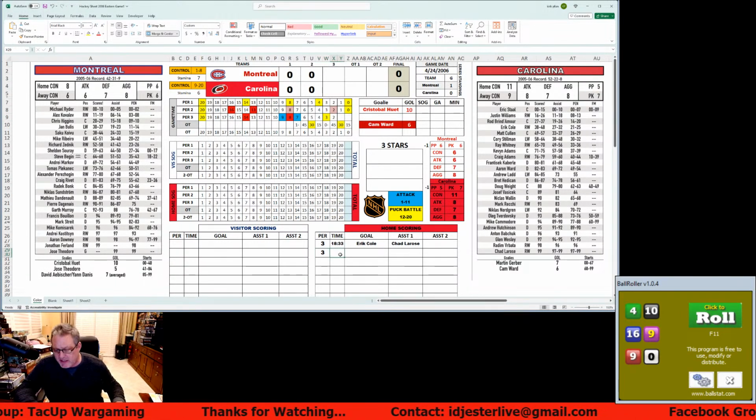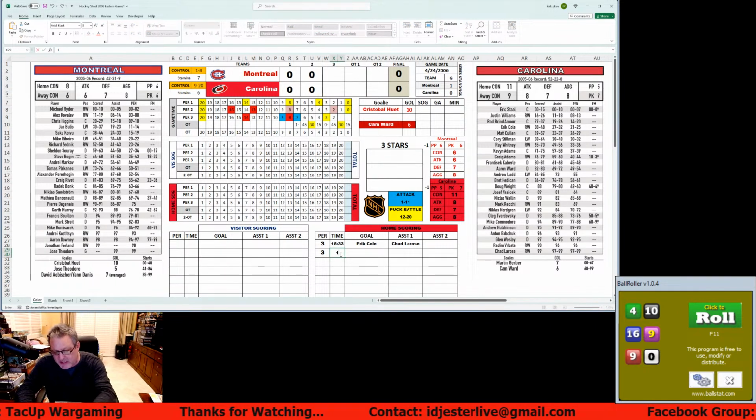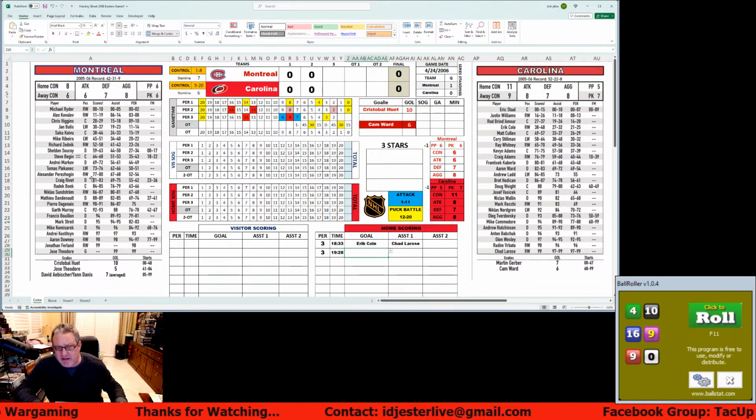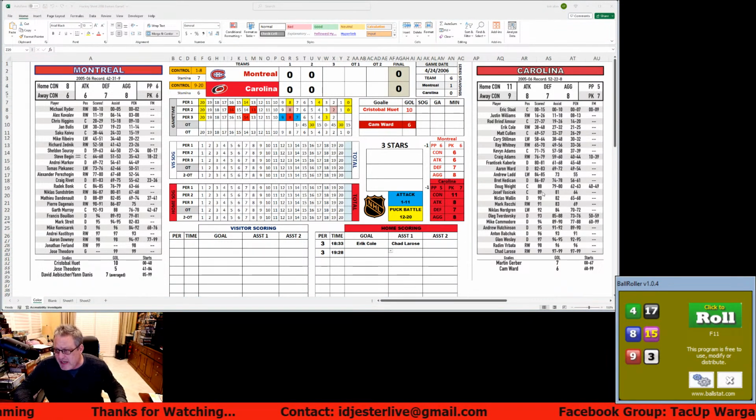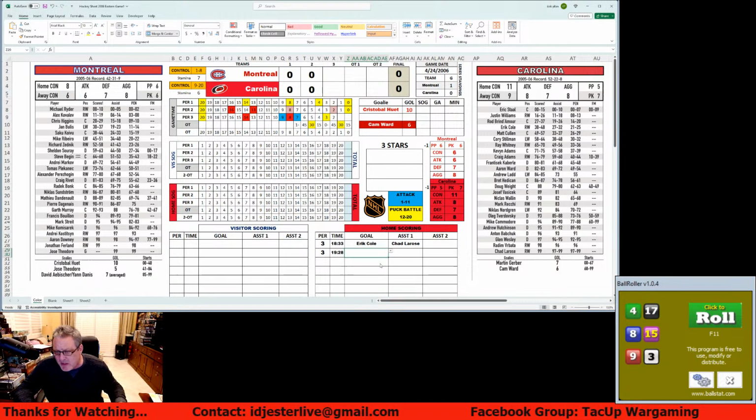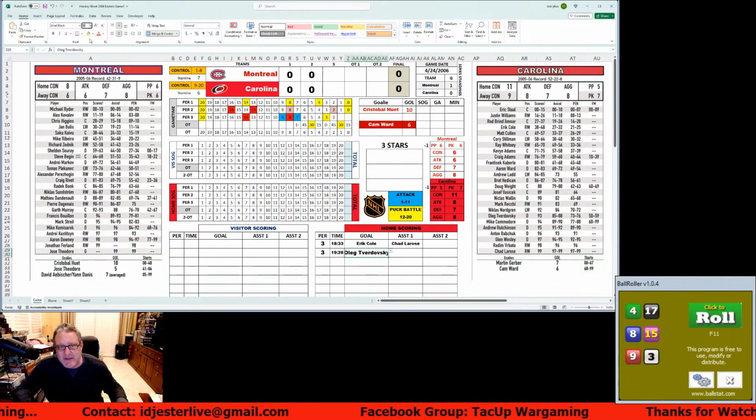Third period. We'll call this the 19:28 of the third period. Who got it? Let's roll. Let's see who got the goal. 93. Are you kidding me? 93. Oleg Tverdovsky. Holy cow. Not too many people probably remember him. Oleg Tverdovsky. Crazy.